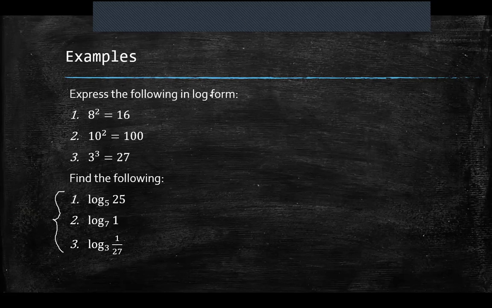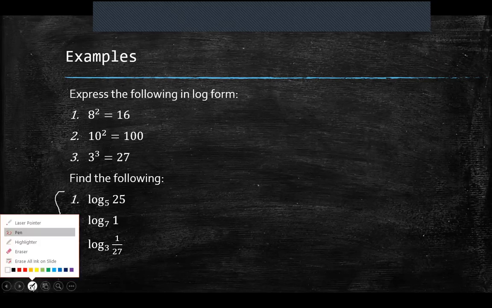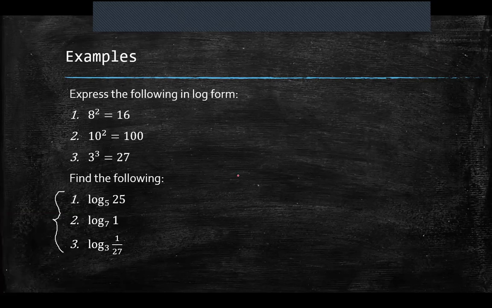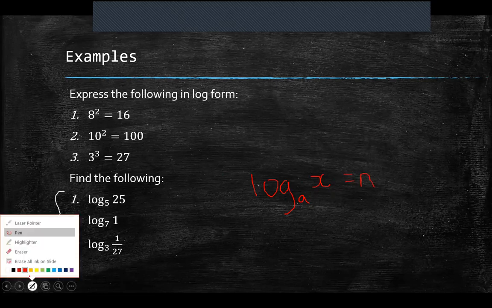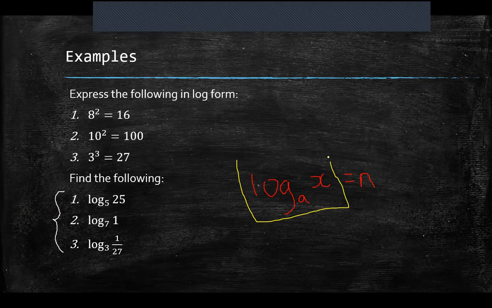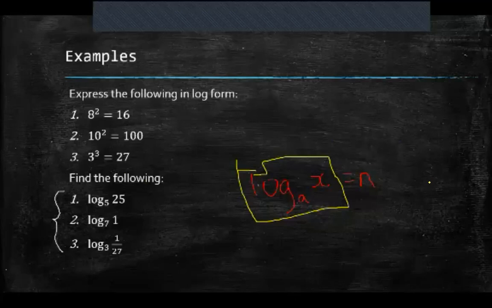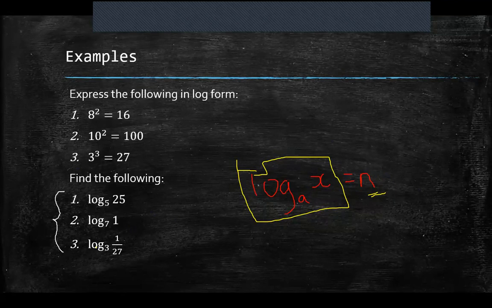Following the same rules. They wanted you to write it in log form here, but now they want you to find the value. So let me show you what I mean by that. This is the log form of x to the power of a. Log of x to the base a is equal to n. What they did, they gave you this. So when they say, find the following, what they really want you to do is to find n. Okay, so do that for me.